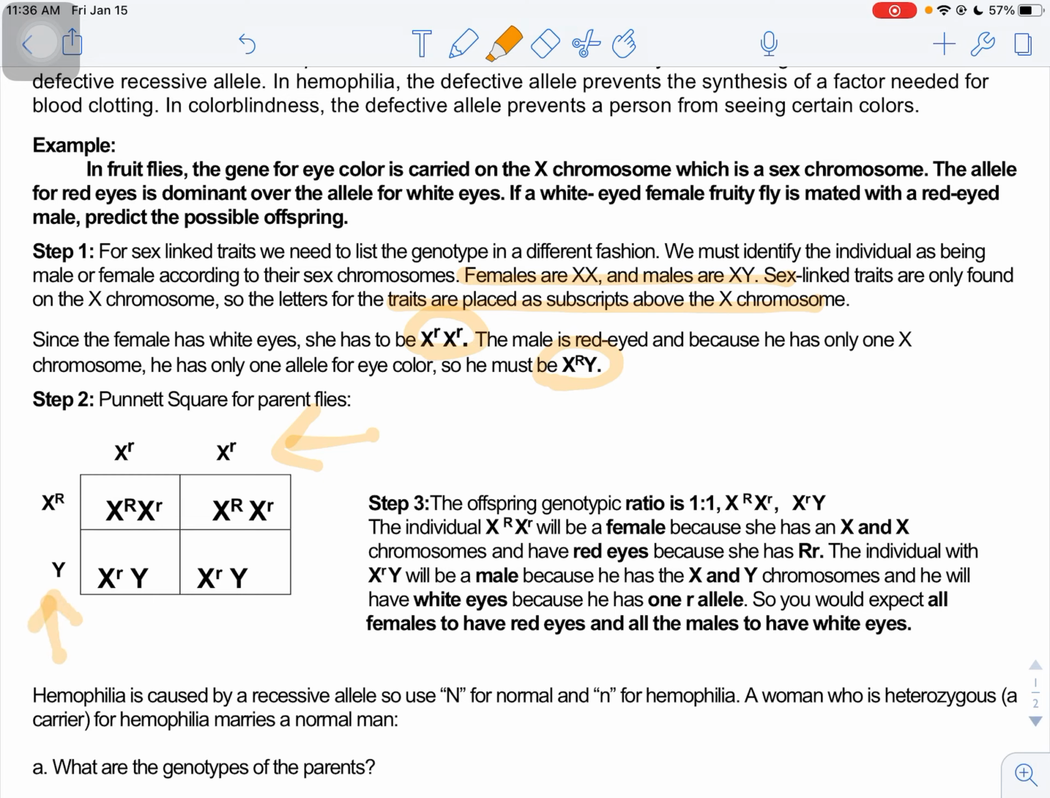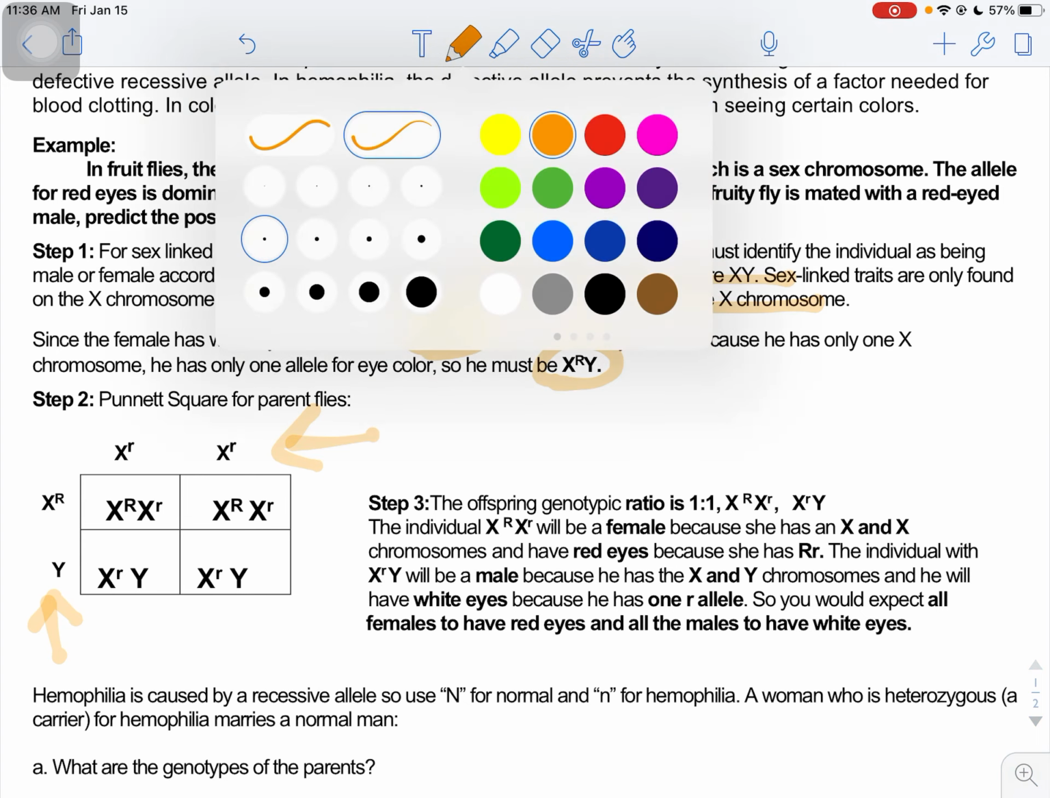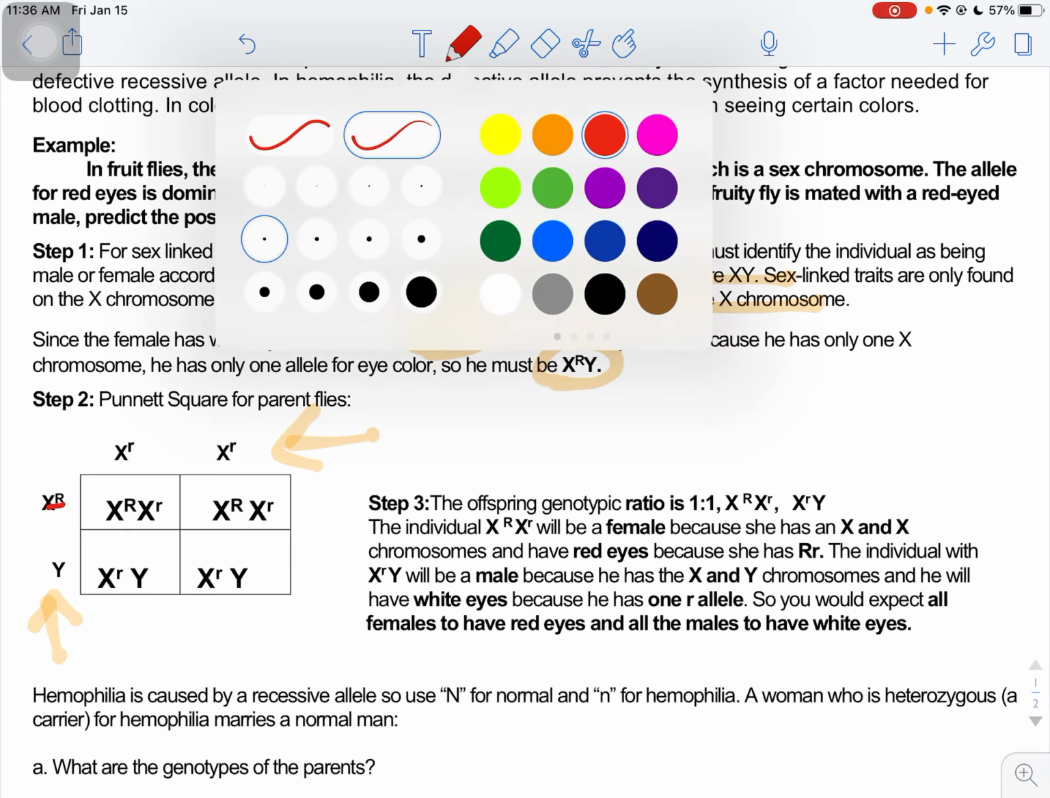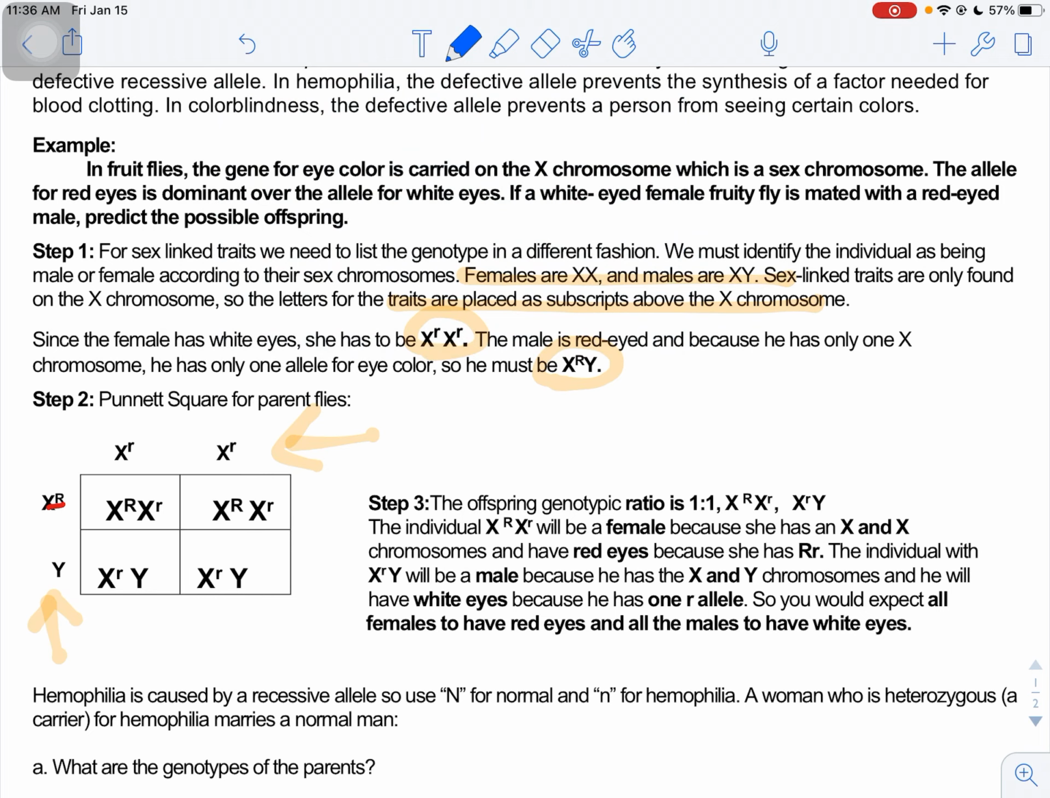XY indicates that he's male. And this is an X-linked trait. It's only found on the X chromosome. So that is the only one that has the allele listed as the capital R. Okay? And then you work the Punnett square the same way that we have worked the Punnett squares in the past, doing the cross multiplication.